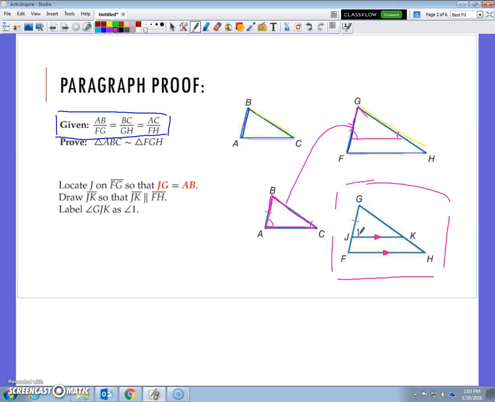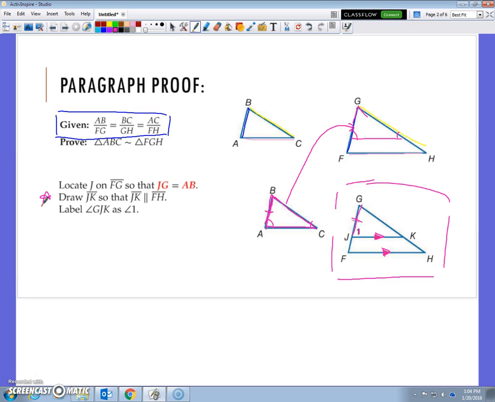The first thing you have to do is explain that. We're going to basically redraw ABC on top of FGH. So to say that: locate J on FG so that JG equals AB. So this side and this side are equal, so we put that little dash there. Draw JK so that JK is parallel to FH. That's already notated. Label angle JGK as angle 1. I've done that as well. So this is the start of the steps that you need to write down for your paragraph proof.